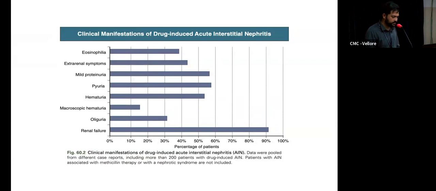So this is just a predominant manifestation in acute interstitial nephritis. Renal failure is seen in more than 90%, and more than 50% of patients have mild proteinuria, pyuria, and hematuria. So these are the predominant symptoms that we see. Eosinophilia, not so much, and extrarenal symptoms only with the prototypical drugs which cause AIN.